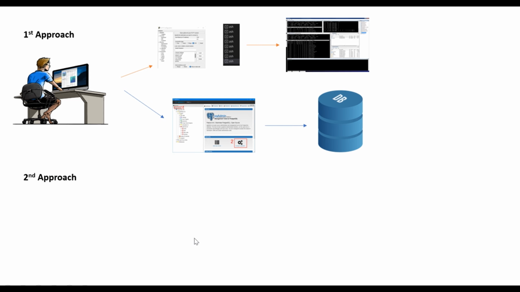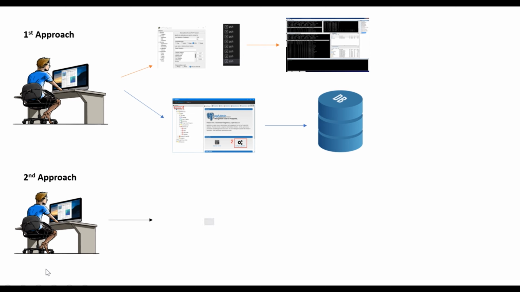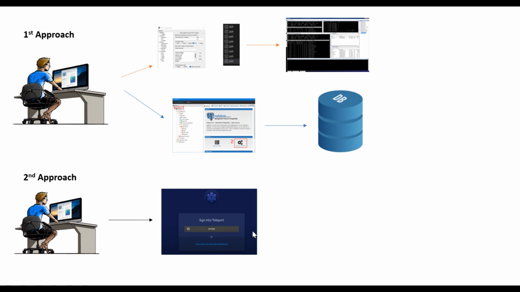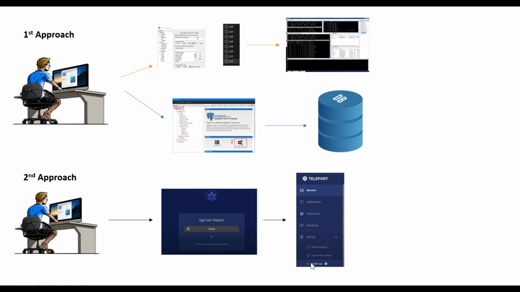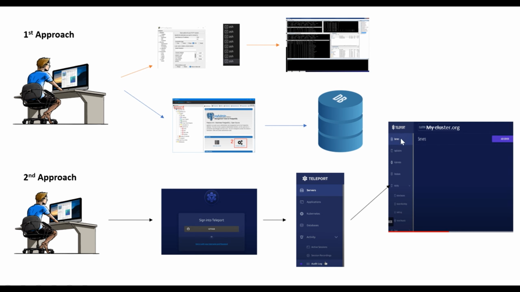Now Mr. Mark is adopting the second approach, and let's see how the second approach works. So this time Mr. Mark has Teleport ready. He logs in to Teleport using single sign-on, and that's how he gets the whole catalog on the left-hand side of Teleport. Right now you can see on my screen there are servers, applications, Kubernetes, databases, activity, access, audit log, everything he can access from the single platform.